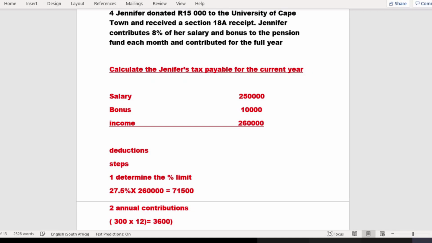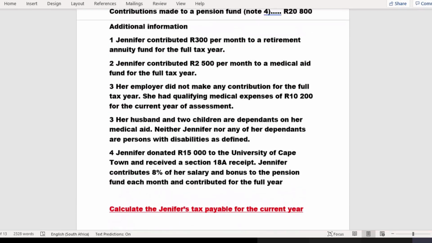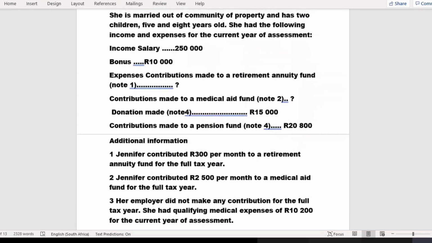That's fine. And then what are the other contributions? Let me go back. There's an expense contribution made to the RAF. Okay, this one we've dealt with. The medical aid. What do you do with the medical aid? I'm not sure if we add the medical aid contributions because I'm not really sure. Can somebody help?